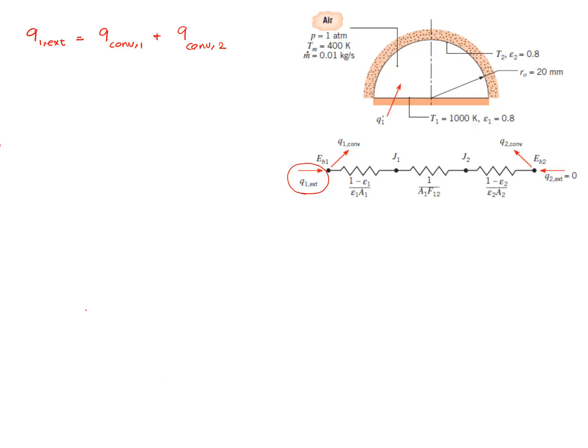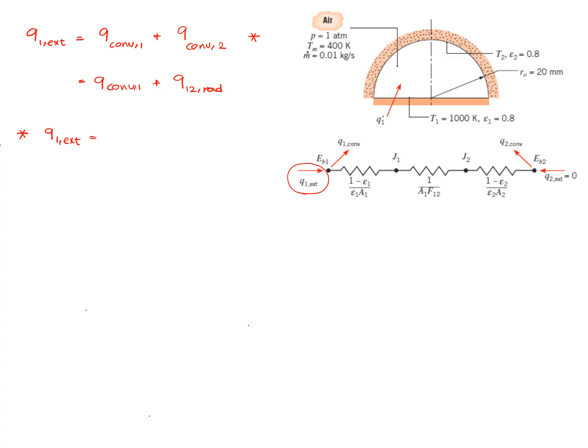I could also say that this is Q convection 1 plus Q 1,2. I mean, it's the same amount of heat that gets to surface 2 and then gets convected out, and this is through radiation. But I prefer to use this. So now from there, I can say that Q1 external, I'm going to expand convection 1 and convection 2.